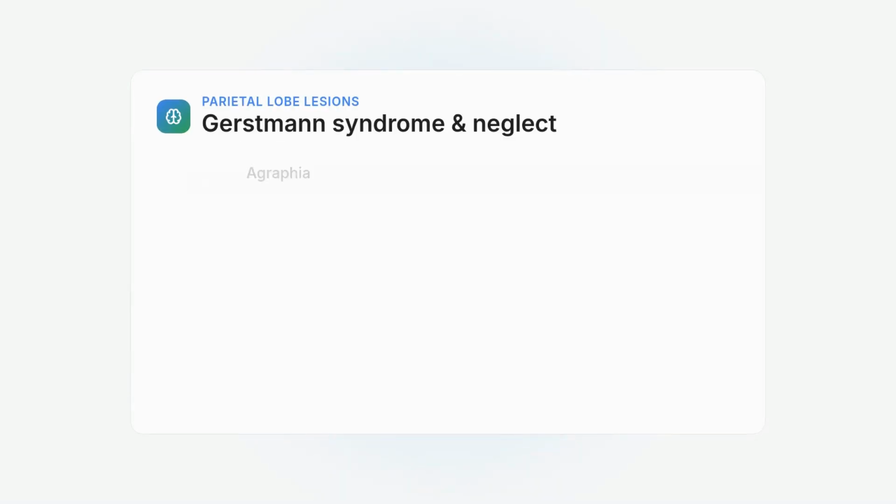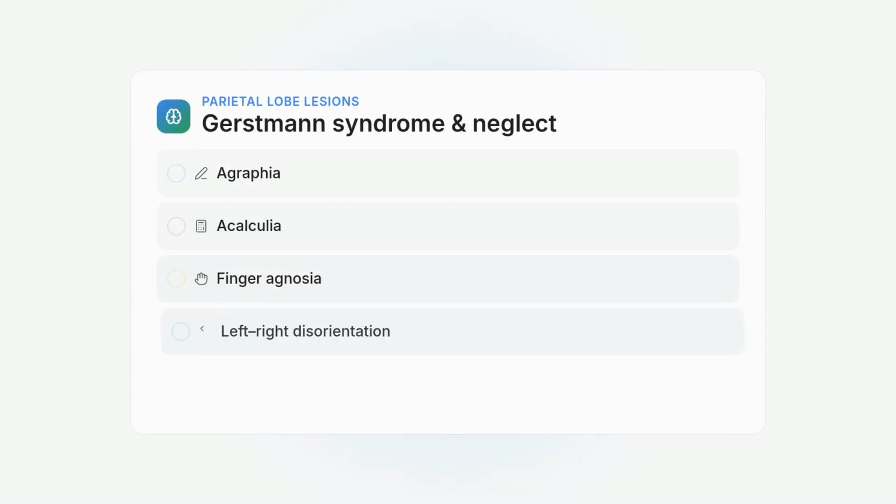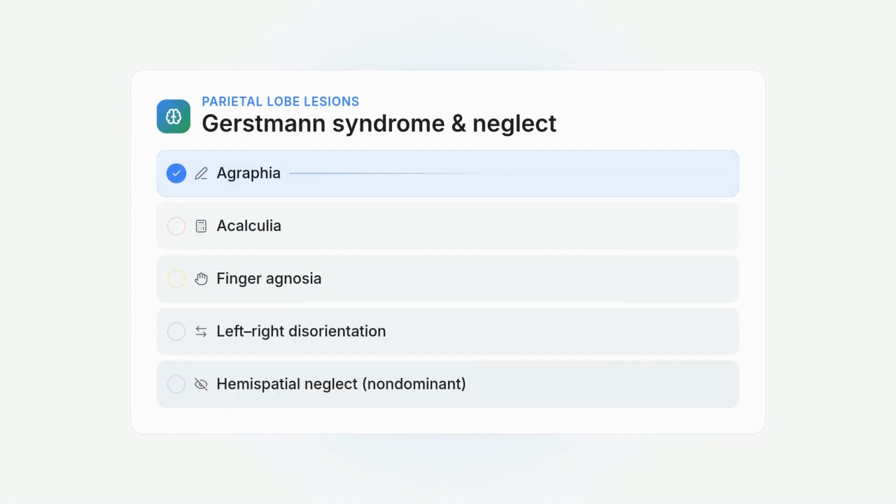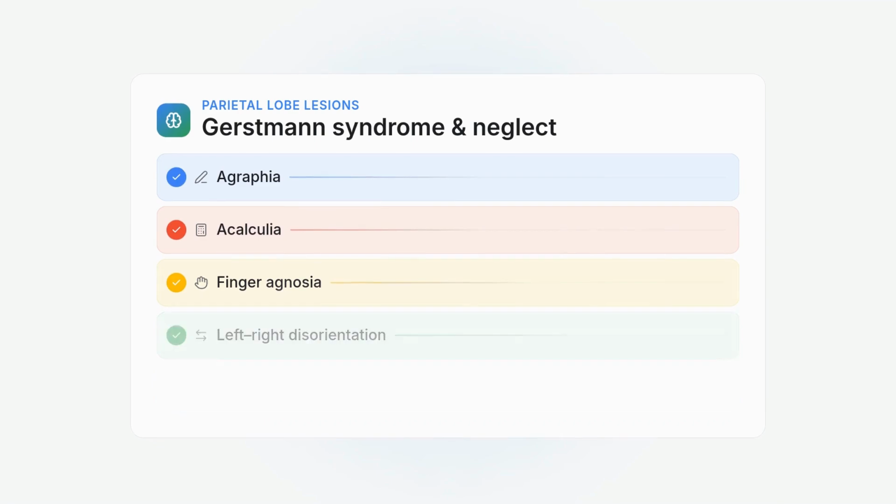In the dominant parietal cortex, the classic board-style pattern is Gerstmann syndrome. Think agraphia, acalculia, finger agnosia, and left-right disorientation. In the non-dominant parietal lobe, the signature deficit is hemispatial neglect.